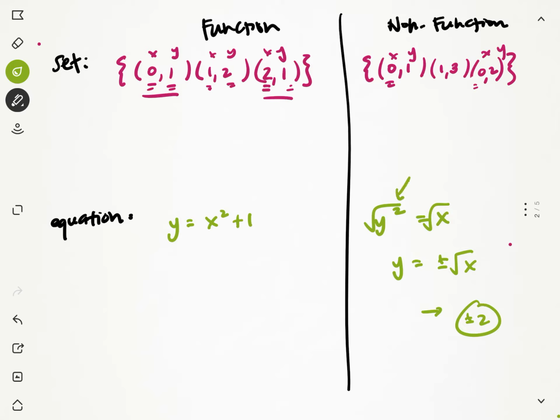So again, when we're looking at equations, look for the ones with the even power on the y. This one is okay, it's an even power on the x. That's not going to change the fact that we're only going to have one output per input.